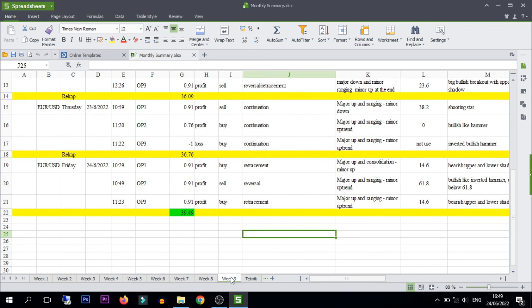This is the end of week 9, and then we will do the trade again next Monday, because Saturday and Sunday we are off from trading because there is no real market.